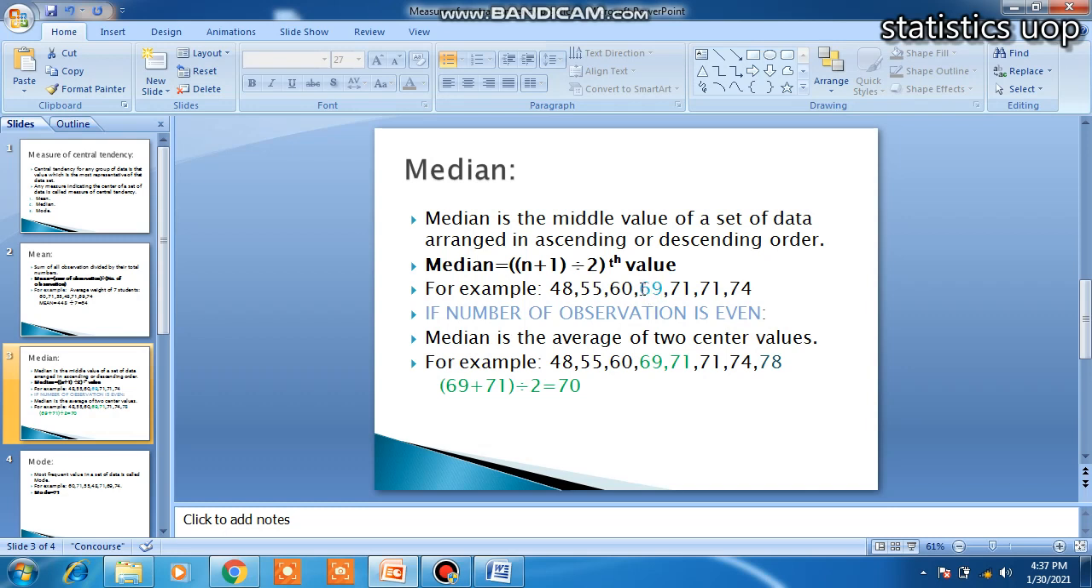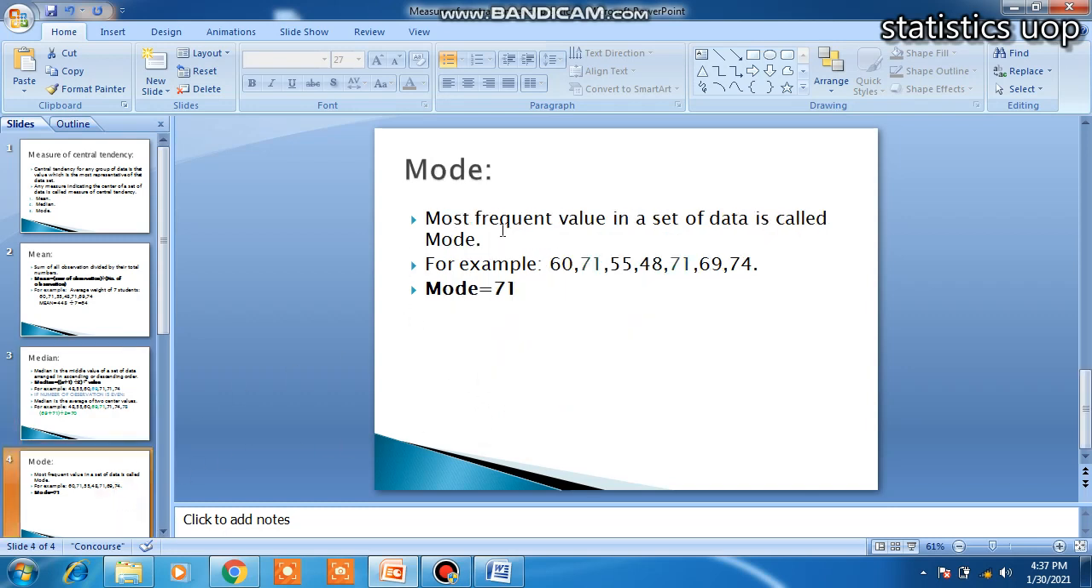69 is our median. If the number of observations is even, then the median is defined as the average of the two center values. Like for example, if in this data set I add another value, that is 78, what would be the median of this data set? Then it is the average of the two center values, that is 69 and 71. The average of 69 and 71 is 70. So 70 is the median.